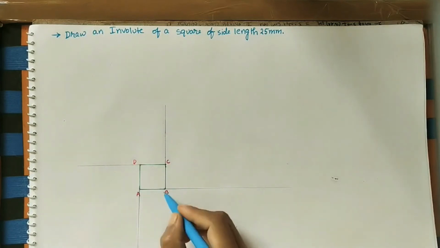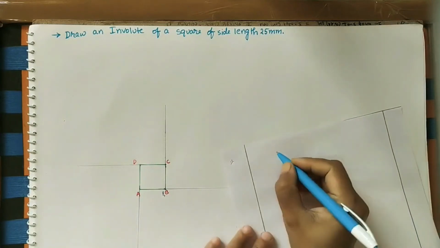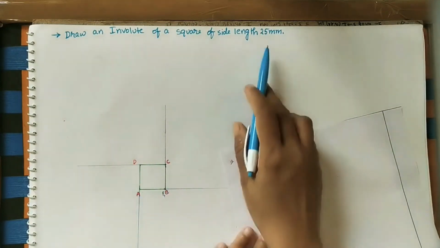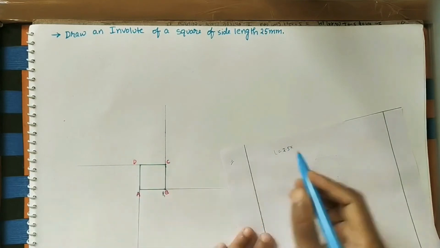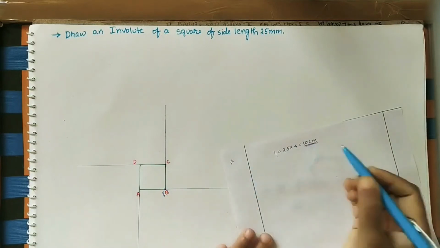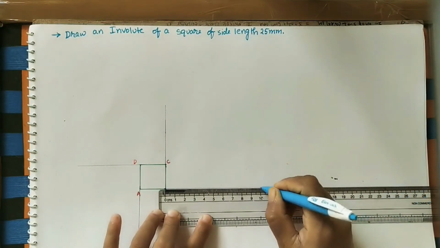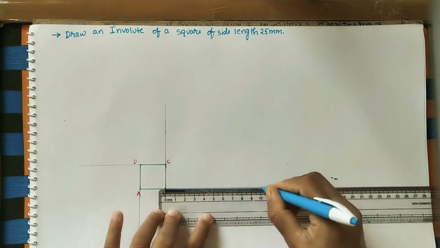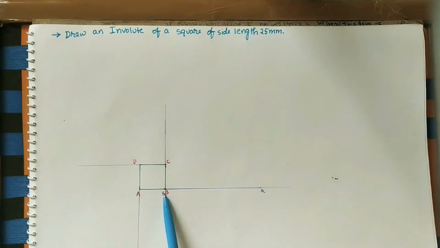Now we divide B to P into 4 equal parts, that means 25, 25, 25. Here length L is equal to 25 into 4, which is equal to 100 mm. So that is the 100 mm. That 100 mm we divide into 4 equal parts.